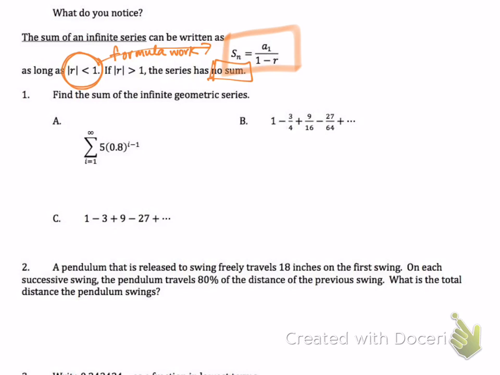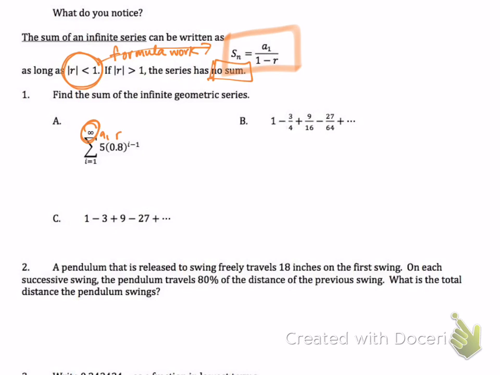So if we look at A, I have 5, which is A1, 0.8 is my R, and it's an infinite sum because of this infinity sign at the top. So as my N is approaching infinity, if I added up all of those numbers, it would approach some number, which is kind of getting you prepared for when you go to pre-cal and you learn about limits. The limit is approaching infinity. What is the sum going to be? So that's kind of why we're learning this.